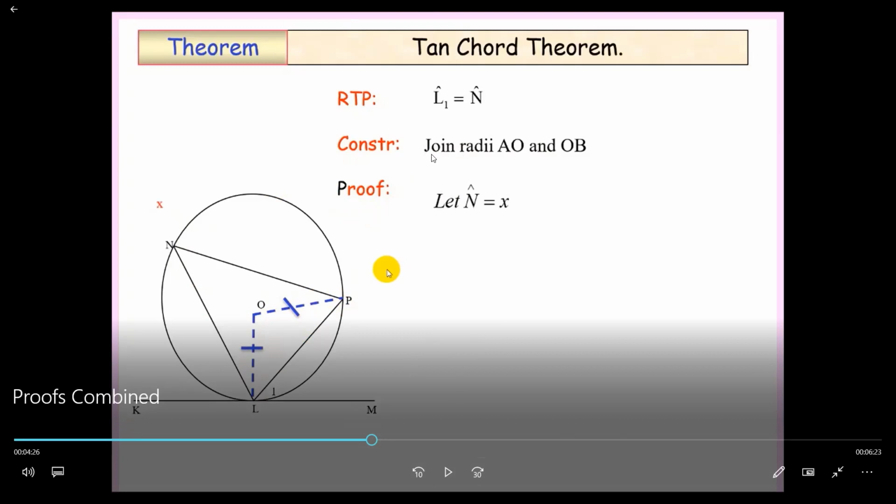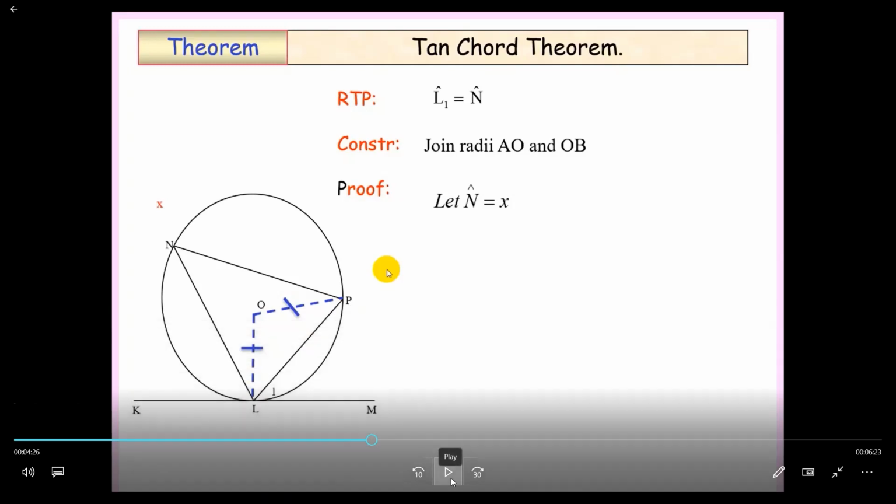Okay, first thing, look at the error on the construction. It should be join radii LO and PO, and not AO and OB. Is that okay? Yes, sir.